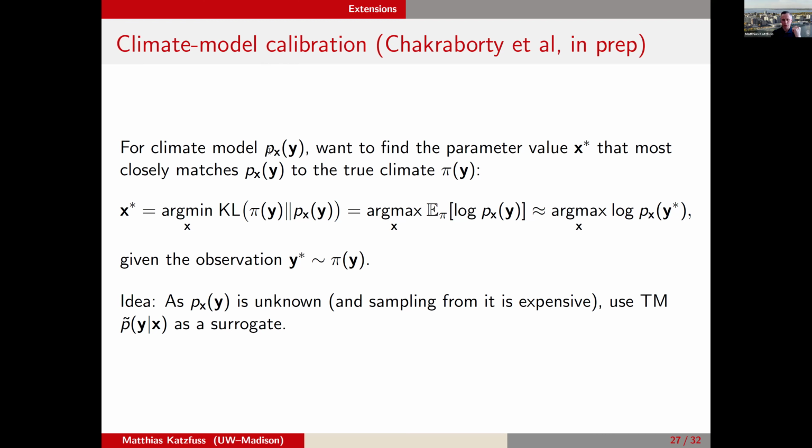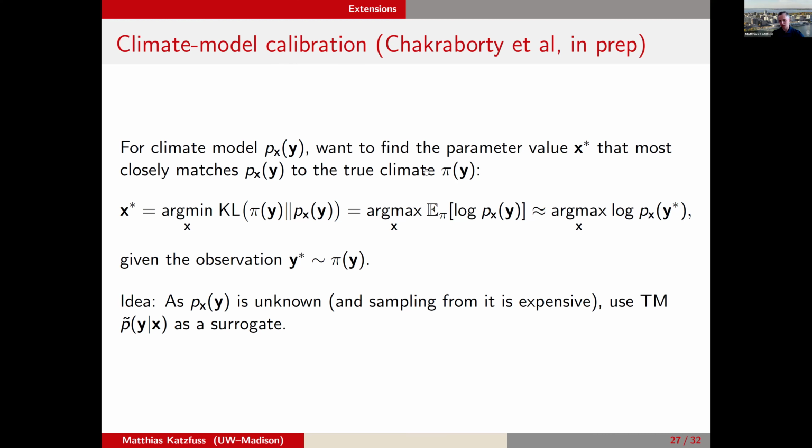I'm calling these parameters here X. And now we can think about a climate model as, for each parameter value, encoding a distribution, and that distribution may change in very complicated ways as x changes, as the parameter values are changing. And so we want to calibrate this climate model by finding the parameter value, say x star, that most closely matches the climate model distribution to the true climate that I'm calling pi here.